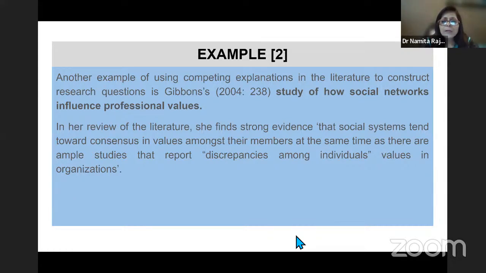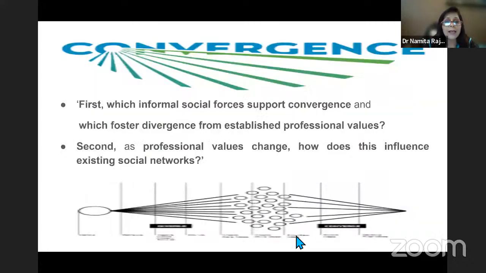So look at this particular question. It says, the study of how the social networks influence the professional values. So there are a few set of researchers which says yes, it impacts. There are a few set of researchers which says it doesn't impact. So when you have a state like this, that means there's a strong confusion and there's ample scope for doing research in that regard. So there are certain factors which converge and there are certain factors which diverge. So there is a divergence and there is a convergence. So both the issues are opposite to each other.